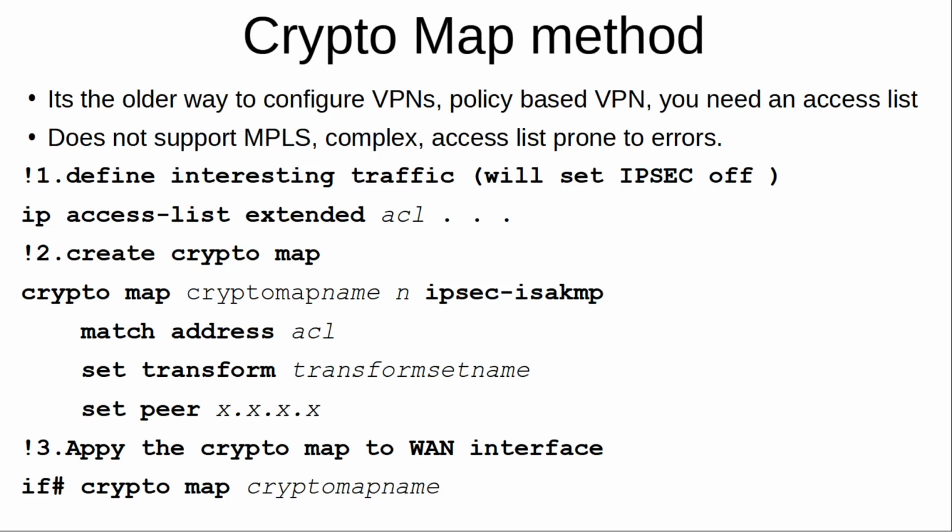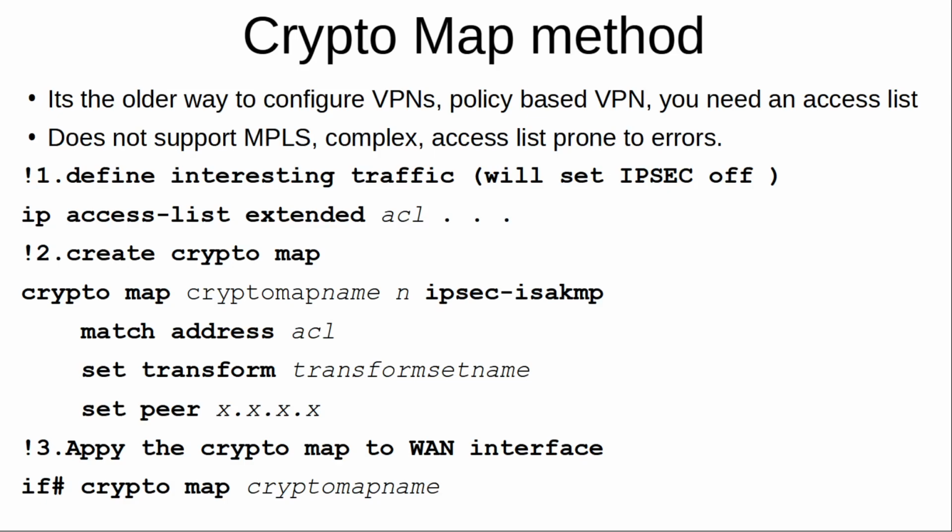There are at least 2 types to configure this. The old way is a crypto map. This is the older way to configure site-to-site VPNs. It is a policy-based VPN. You need an access list. It does not support MPLS. It is complex to deploy. Access lists are prone to errors. Don't use this anymore. Let the beast die.